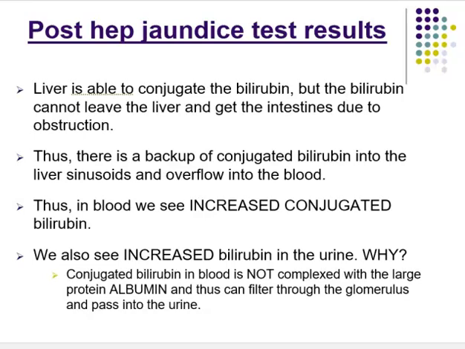Thus, there is a backup of conjugated bilirubin into the liver sinusoids and an overflow into the blood. So in the blood, we see an increase in conjugated bilirubin. We also see an increase in bilirubin in the urine. Why do we see that? Because the conjugated bilirubin in the blood is not complexed with that large protein of albumin, and thus it can be filtered through the glomerulus and passed through the urine.